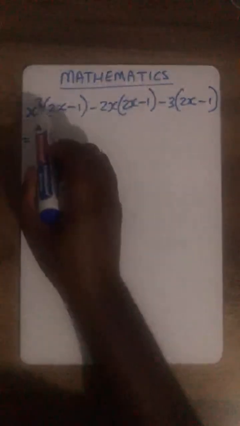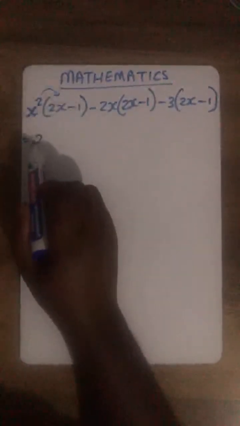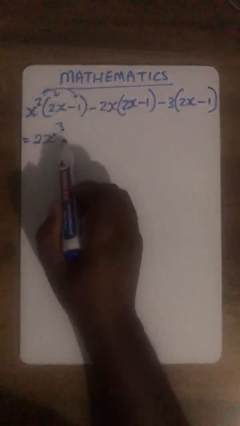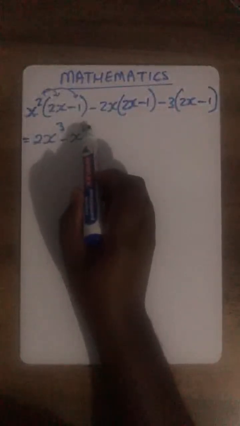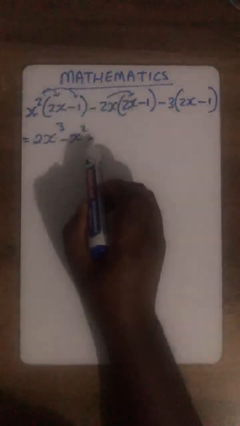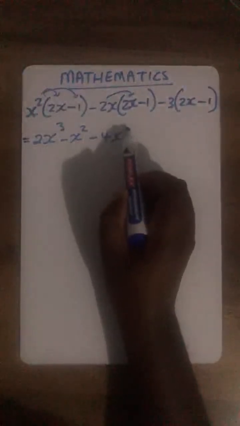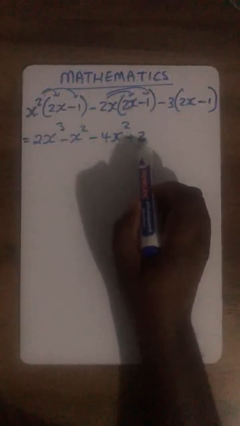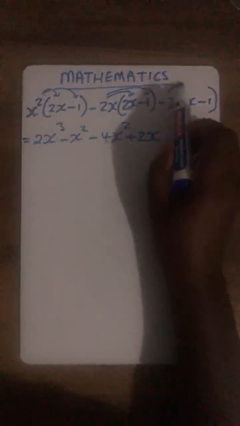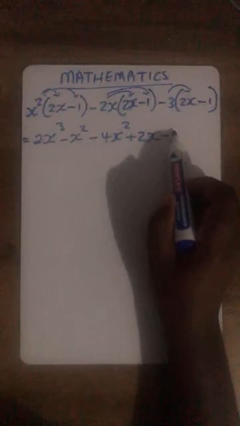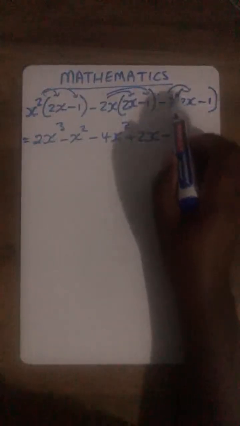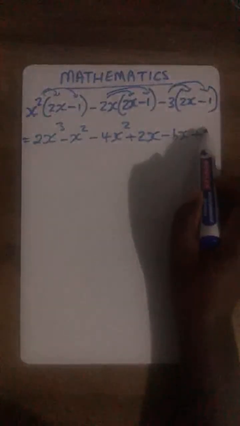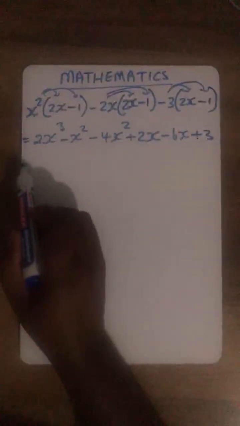So now let's see. That by that, that is 2 to the exponent 3. That by that, that is minus x squared. And then that by that, that is minus 4x squared. That by that, it has to be plus 2x. That by that, it has to be negative 6x. That by that, it has to be a positive 3.